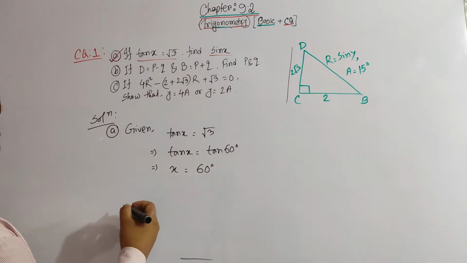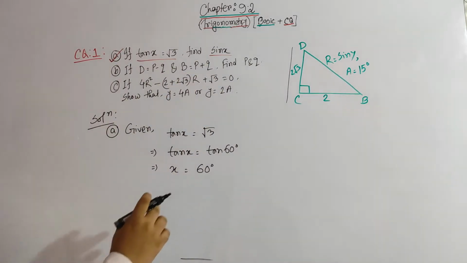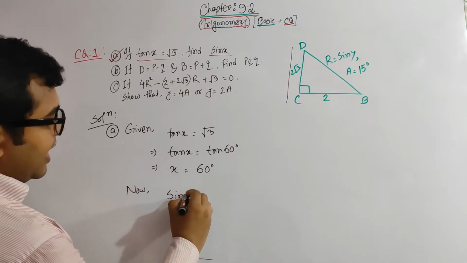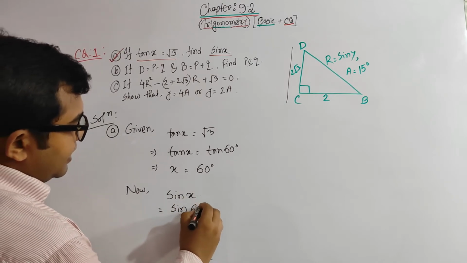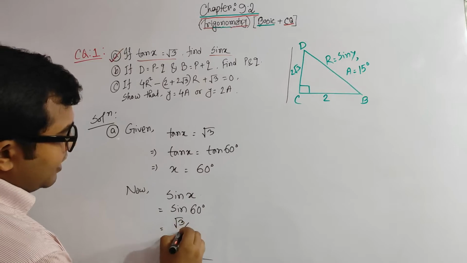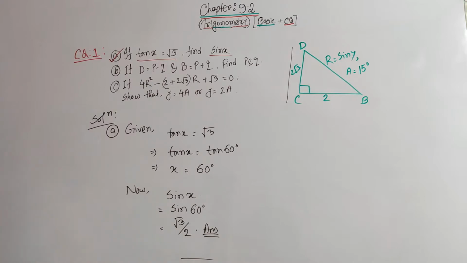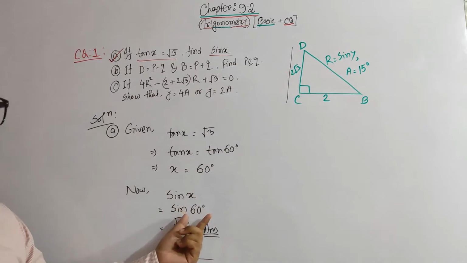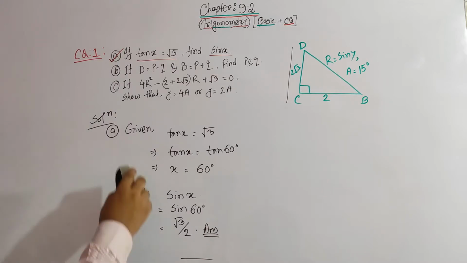So x equals 60 degree, we have found here. Now the second thing we are going for is to find sine x, and we know x is 60 degree. So sine x means sine 60 degree, and sine 60 degree is root 3 by 2, and this is our required answer. So tan x equals root over 3, so this is the angle 60 degree. Just putting the value here, we get our answer. So this is how we can solve question number 1. Now we move on to our next question, question number 2.